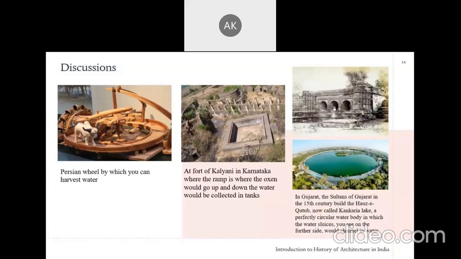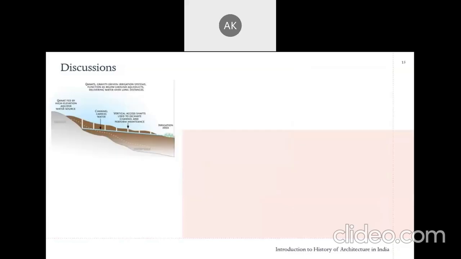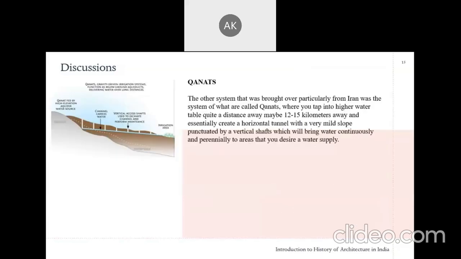The rightmost picture is of Kakaria Lake, which was known as Hauze Kutub and is now known as Kakaria Talab. It was built in the 15th century by the Sultans of Gujarat in Ahmedabad. It is perfectly circular in shape, and the uppermost picture shows the conduit or sluice gate from where the water was let in. These sluice gates were used so that water seeped into the lake. This was another water system we have learned about.